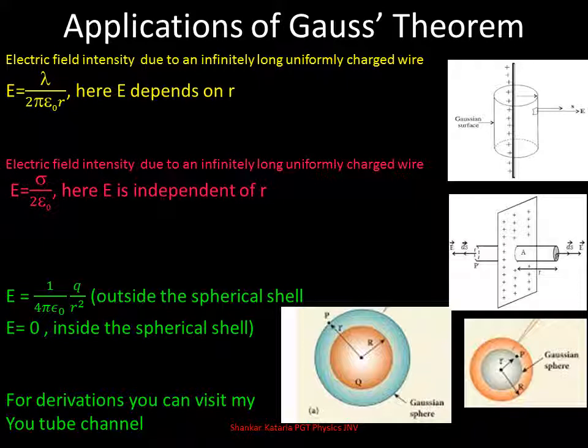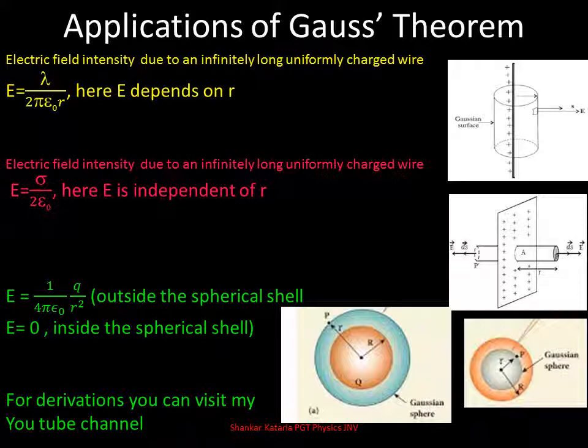If we apply Gauss law on these distributions of charges, that is a line charge, a plane sheet and a spherical shell, we would get the electric fields as shown. For a line charge, E is lambda upon 2 pi epsilon naught r, which shows that the electric field depends on the distance. Whereas for a plane sheet, the electric field is sigma upon 2 epsilon naught, which shows that the electric field is independent of the distance.